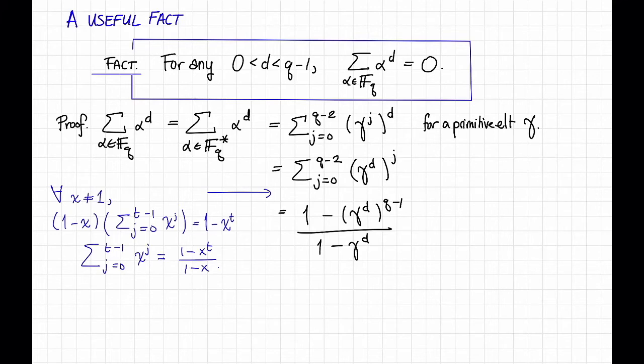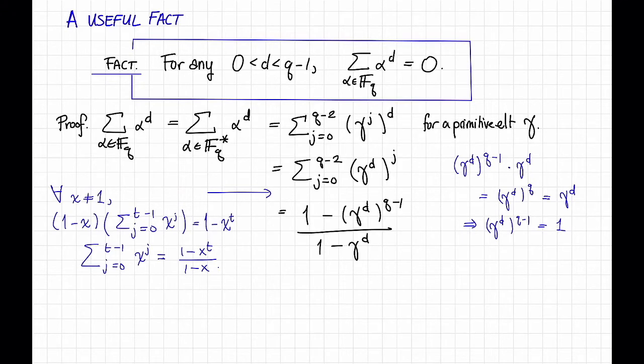So now we're just going to apply this with x gets gamma to the d, and we get that. But now I claim that this thing is equal to 1. That is, gamma to the d, to the q minus 1, is equal to 1. And this is because gamma to the d, to the q minus 1, times gamma to the d is equal to gamma to the d, to the q. And if you recall, we saw a fact in a previous video that said that anything in F_q, when you raise it to the q, is just equal to itself, so this is equal to gamma to the d. So dividing both sides by gamma to the d, this implies that gamma to the d, to the q minus 1, is equal to 1.